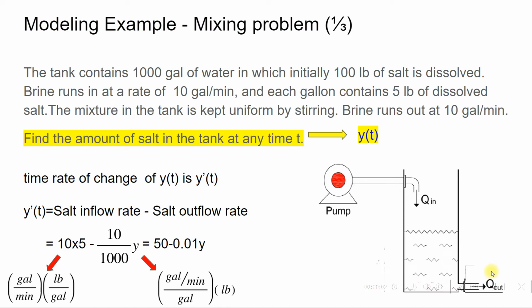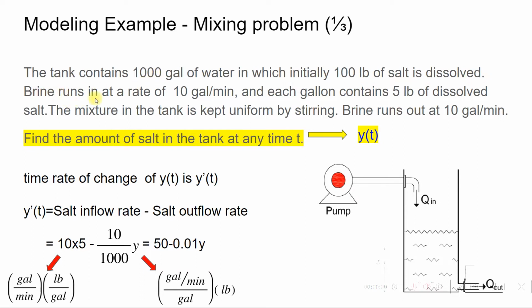Now we move on to the second modeling example. This is a mixing problem. This tank contains 1,000 gallons of water, in which initially 100 pounds of salt is dissolved.